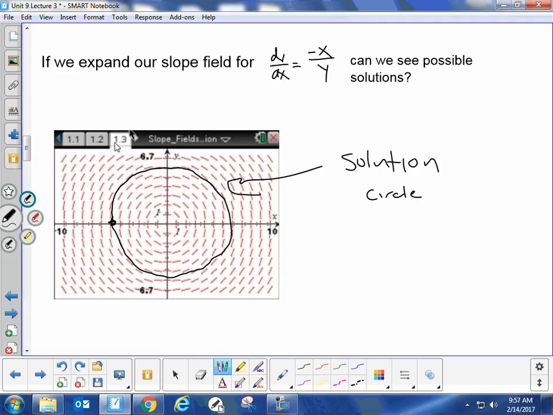Now, is this circle the only possible solution that satisfies this slope field? No, right? Because I could have a circle right here. I can have a circle out here. You know what I mean. Where does that whole fact that I can have multiple, in fact, infinite amount of solutions show up when I'm solving a differential equation? We've already solved this differential equation, negative x over y. Where does the fact that I can have multiple circles show up?